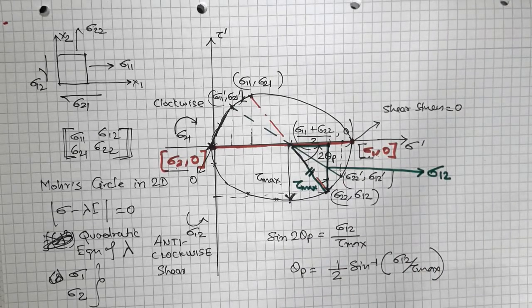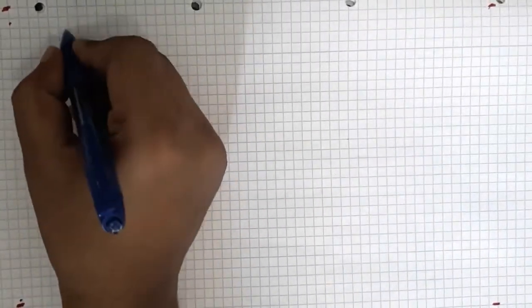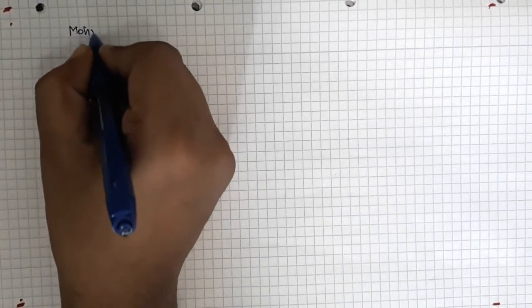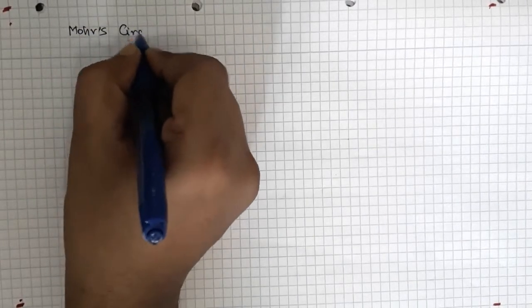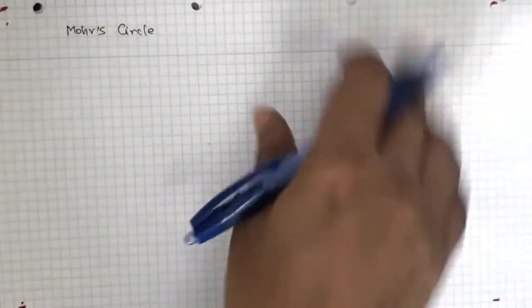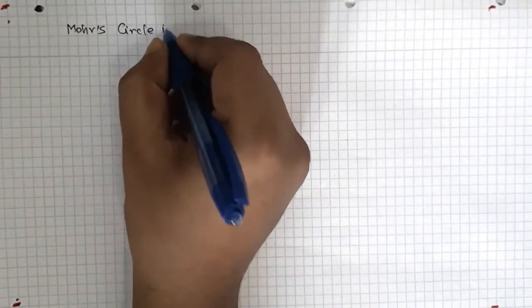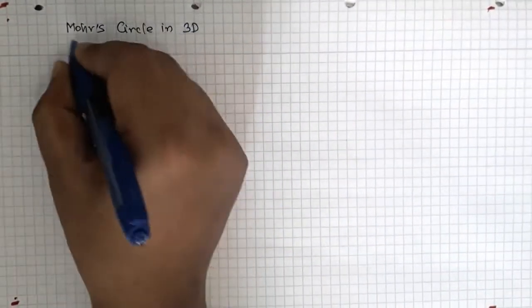So this was our Mohr circle in 2 dimensions. So now let's do this in 3 dimensions. Mohr's circle in 3 dimensions.